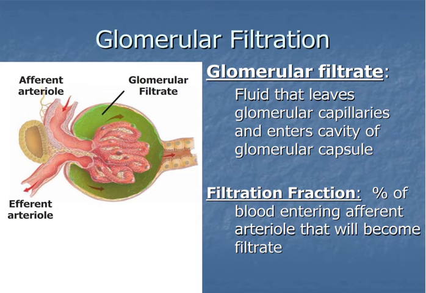Now, we call the liquid that enters the Bowman's capsule the glomerular filtrate, because it was filtered from the glomerulus and entered the Bowman's capsule. And again, it consists mainly of water, some ions and electrolytes, and also a little bit of glucose. The filtration fraction is the percent of blood that is entering the afferent arteriole that will become filtrate. So this depends on a variety of factors.